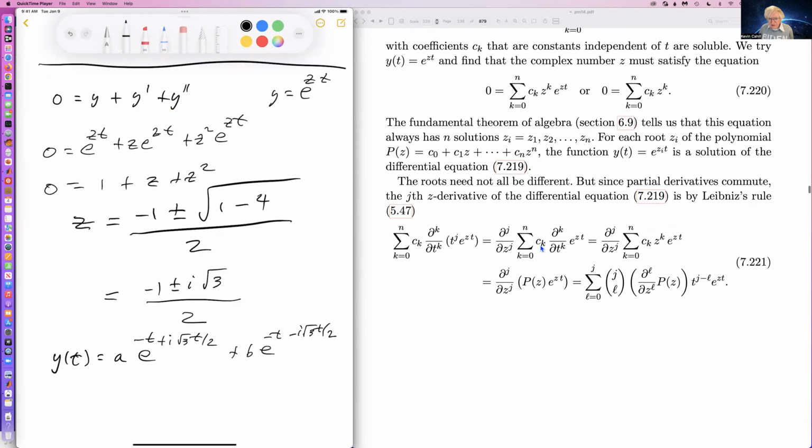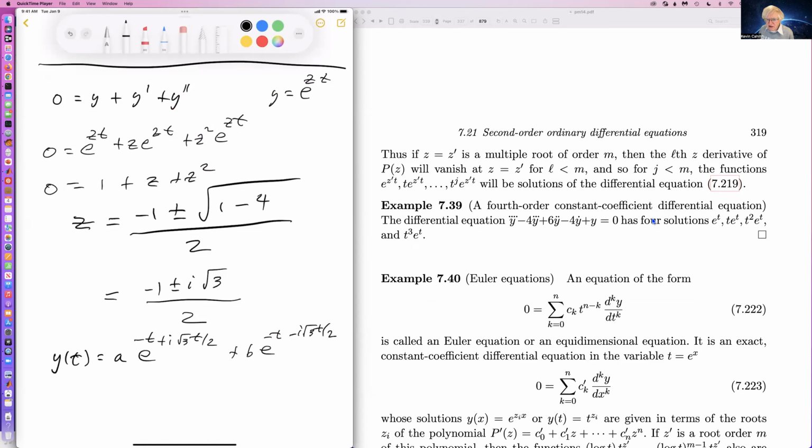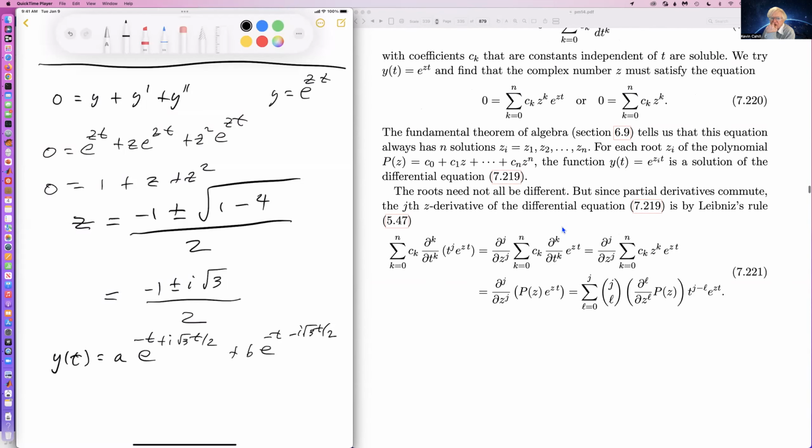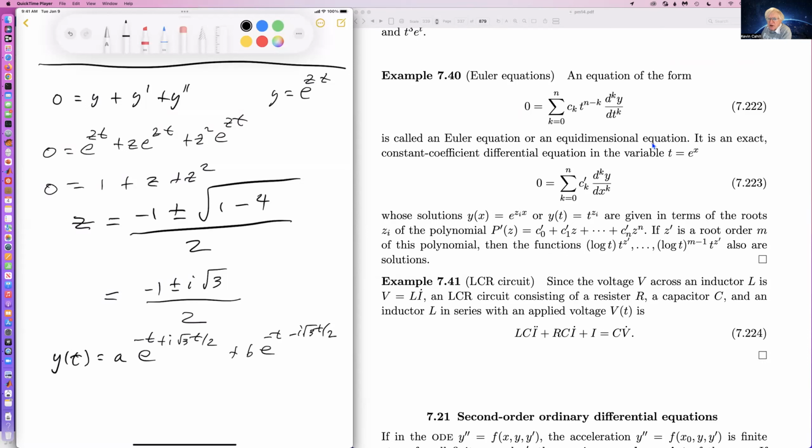And in more complicated cases, well, it's more complicated. Here, if you have a fourth order equation, you get, well, this one was particularly simple. This is an example of this previous trick, I guess. All right, so let me skip on to Euler's equations.